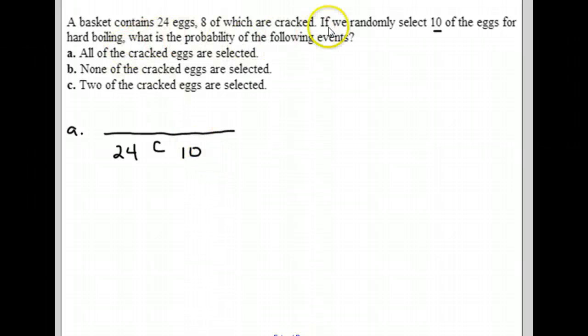Okay, the numerator, alright, all the cracked eggs are selected. There's 8 of these eggs that are cracked. We still got 10 eggs to go, or 2 eggs to go to get 10. So of the 8, we're going to choose all 8. So 8 choose 8. Alright, and then we're going to multiply that by how many eggs are left that are not cracked. So there's 24 minus 8, which is 16 uncracked eggs.